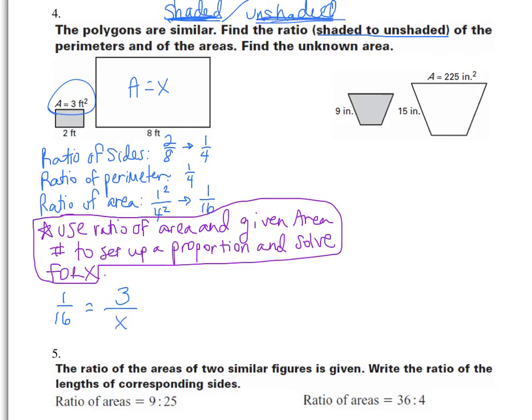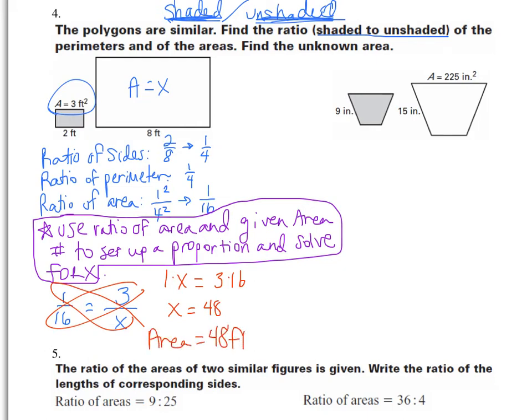So now we need to cross multiply again. So 1 times x equals 3 times 16. So we get 1x equals, and 3 times 16 is 48. So that means that my missing area is 48, and this is feet squared.